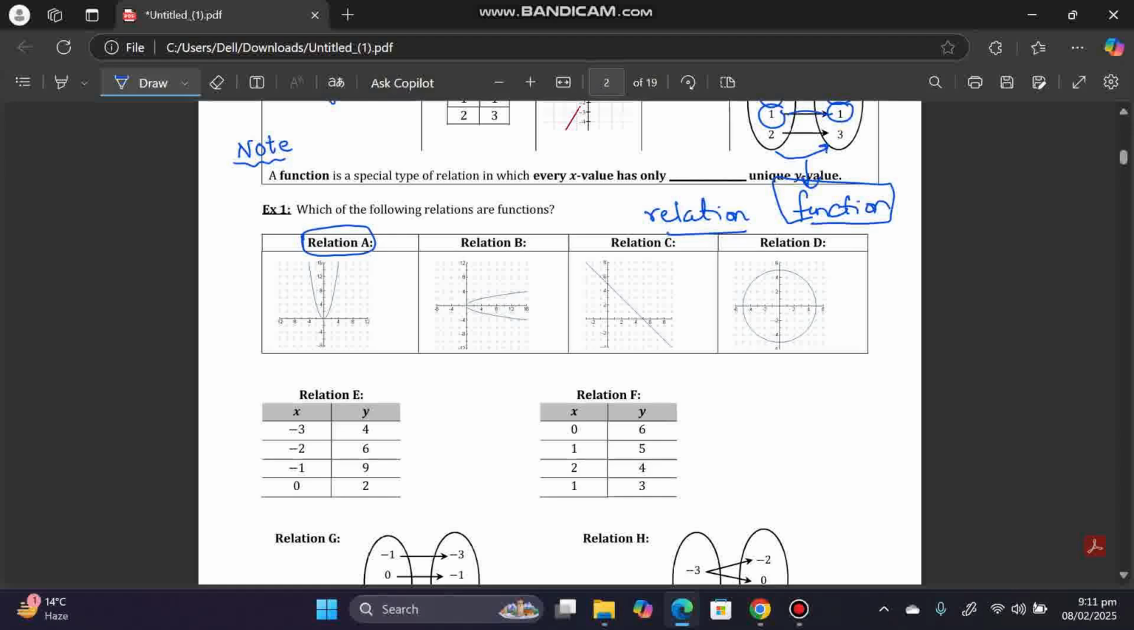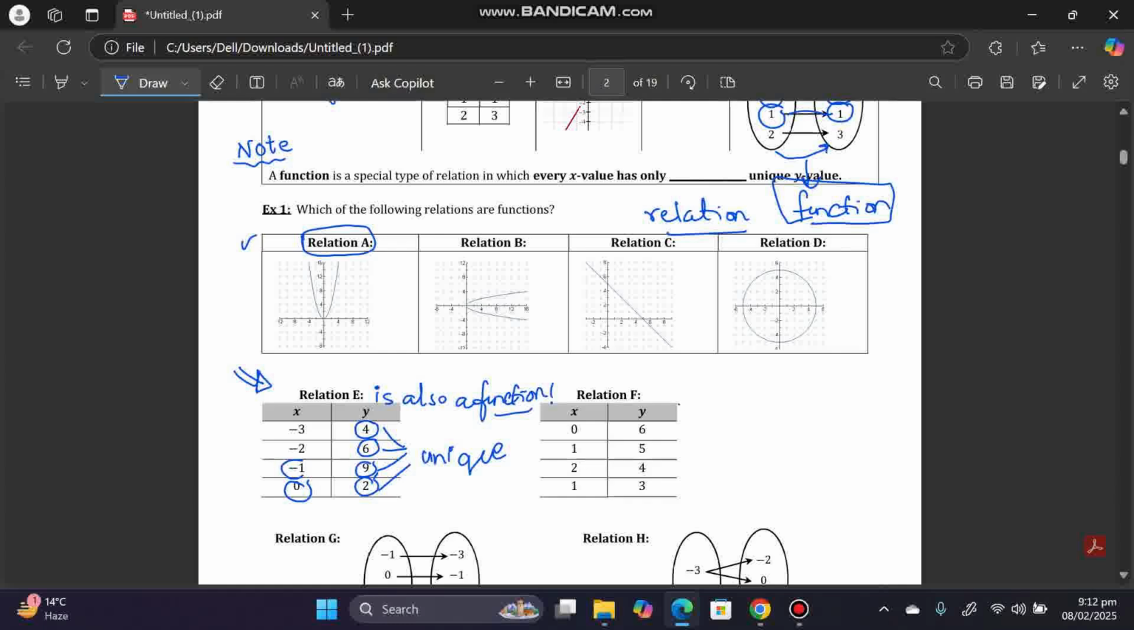And this is a graphical thing, we will talk about it later, but let's have a look at this one. For -3 the y value is 4, for -2 the y value is 6, for -1 the y value is 9, and for x equals 0 the y value is 2. So here you can see for every x value the y values are unique. So that means we can say that this relation is also a function.